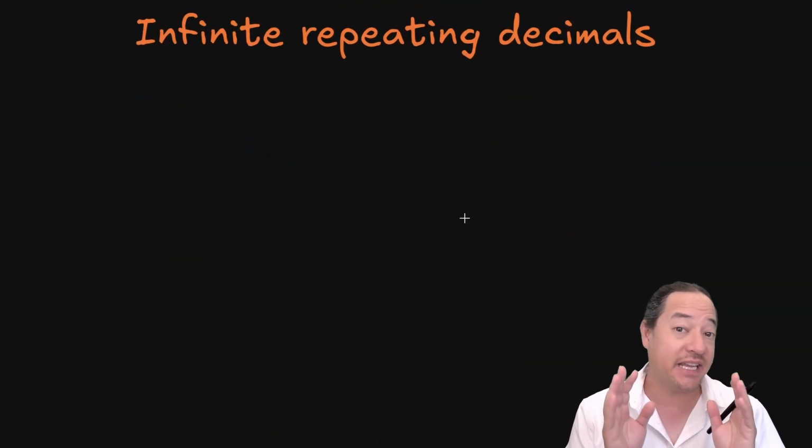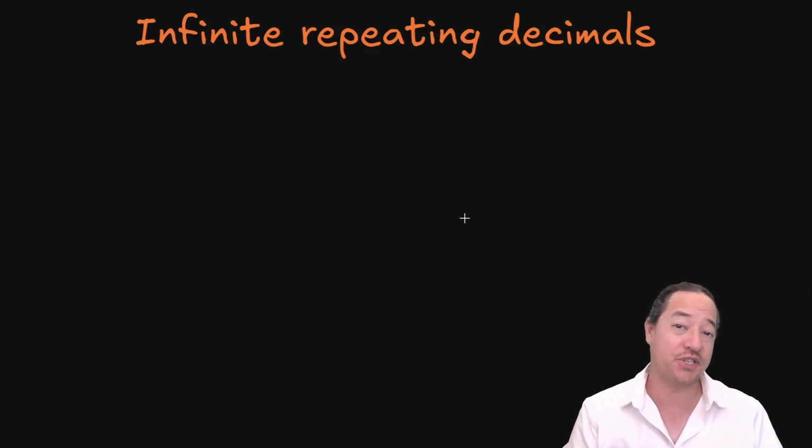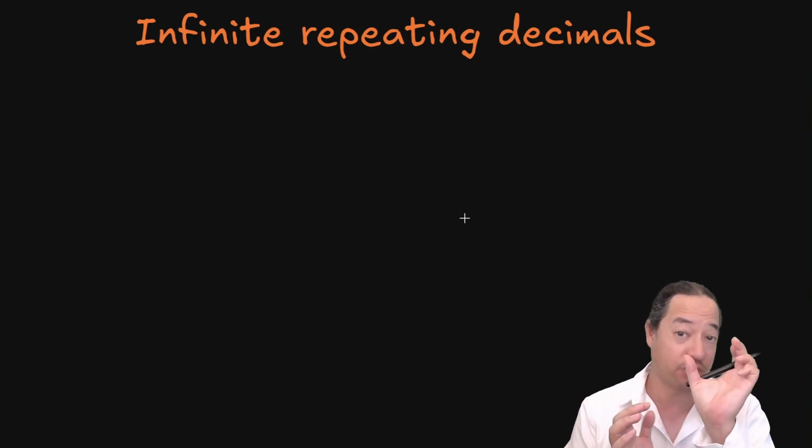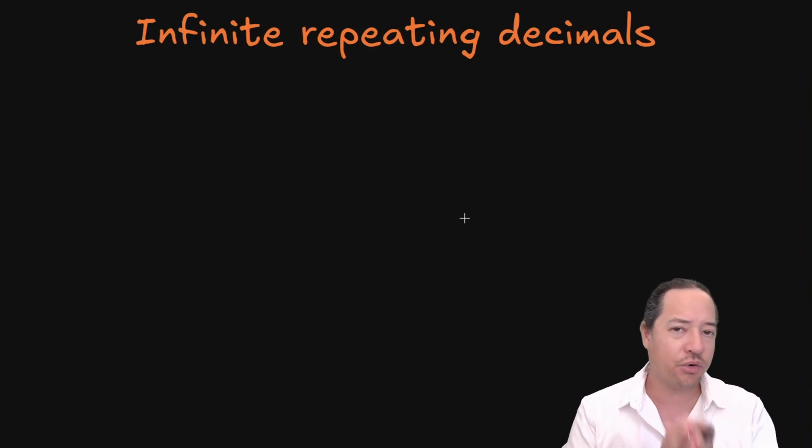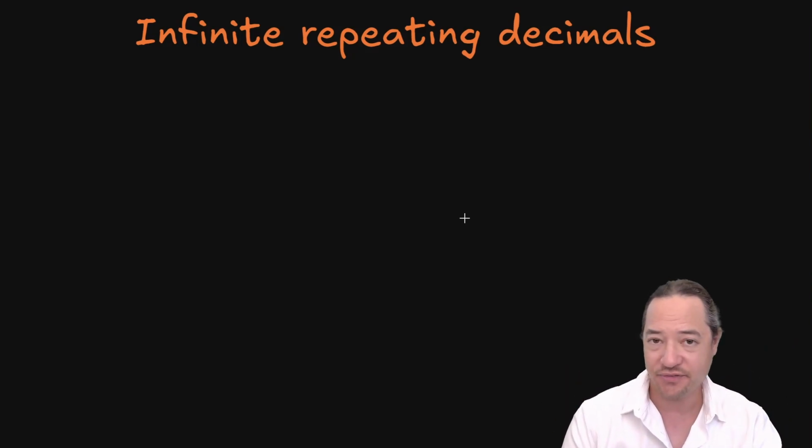We've kind of seen that infinite decimals come in two forms. You can have infinite decimals that are repeating, where there's some repeating unit that occurs over and over again. Or you can have an infinite but non-repeating decimal where there's no discernible pattern in the numbers. We're going to look at repeating decimals here first.